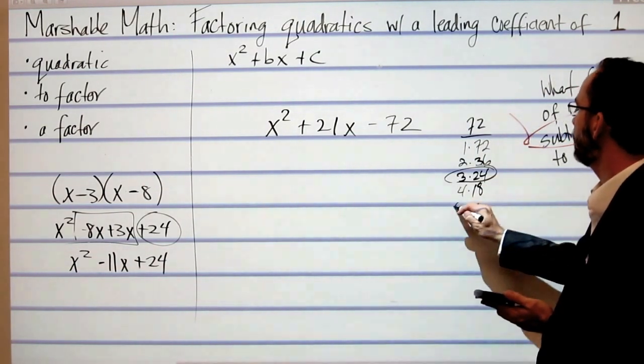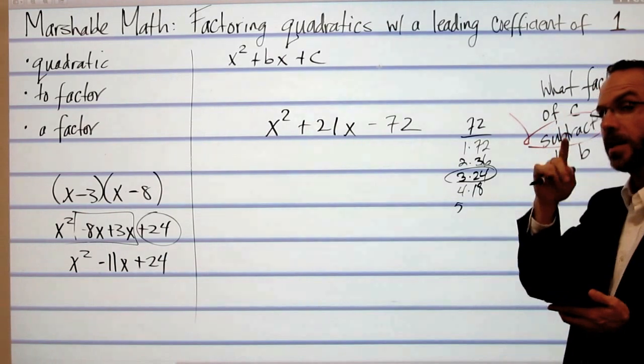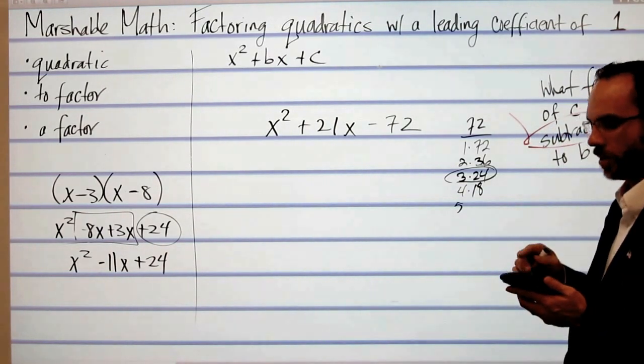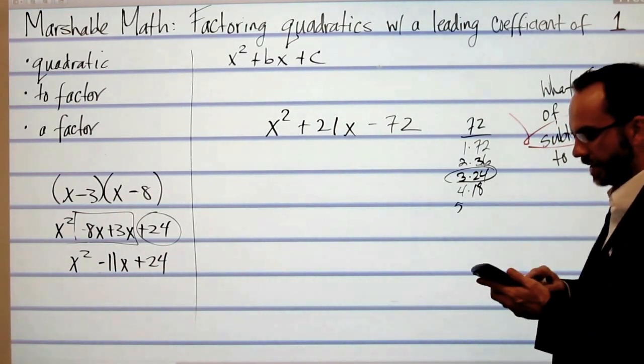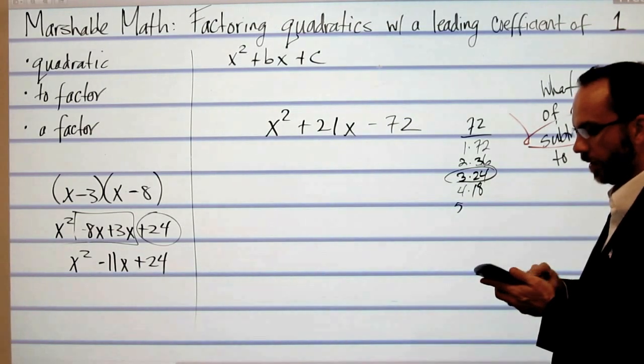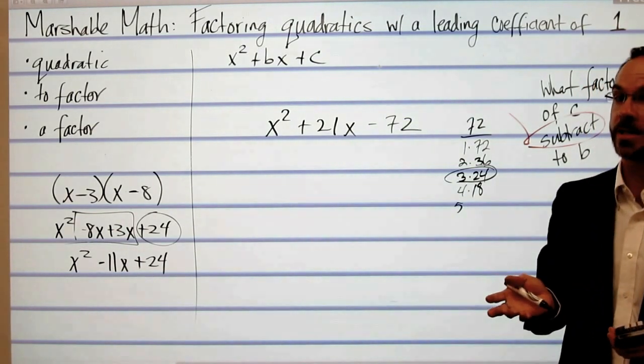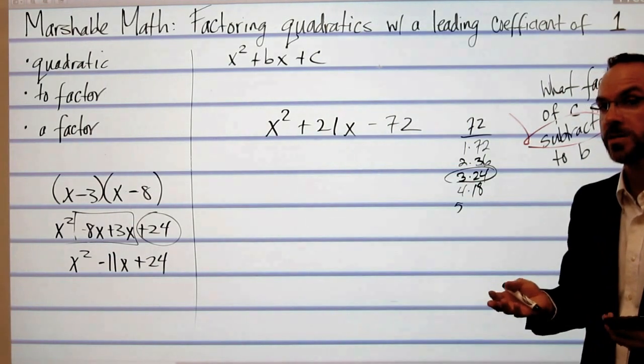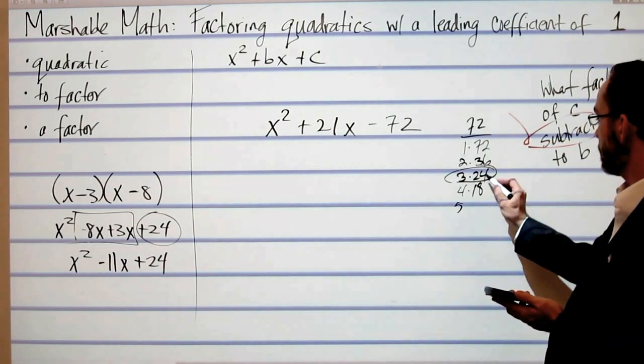72 divided by 5. Does 5 work? It doesn't. But here's how you can tell on your calculator if you're not sure if the number works or not. Take 72 divided by 5. Notice that you do not get a whole number. You get a decimal. Okay? So if you don't get a whole number, then it's not an even factor. But this is the pair that I want.